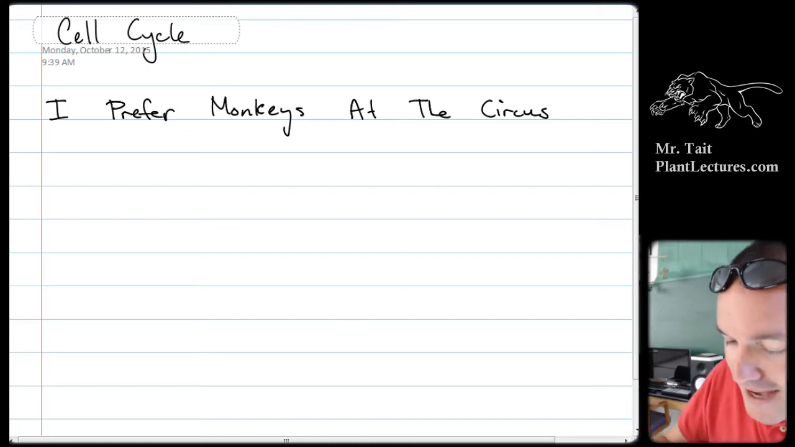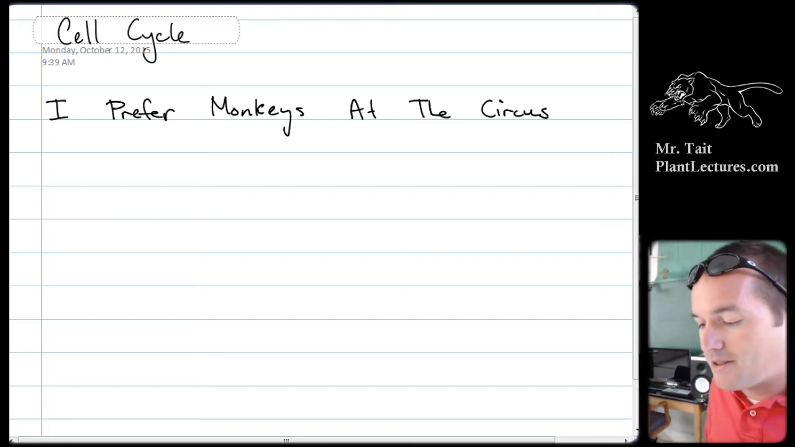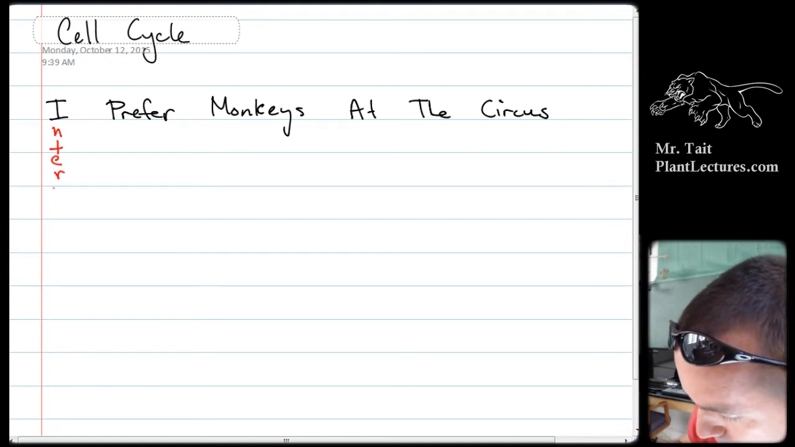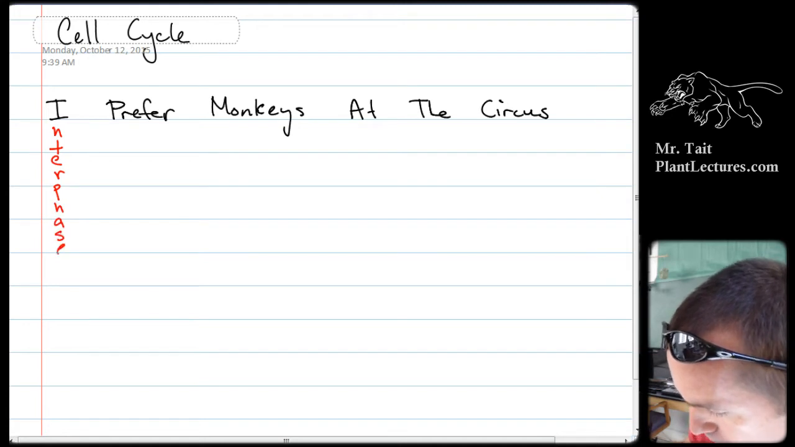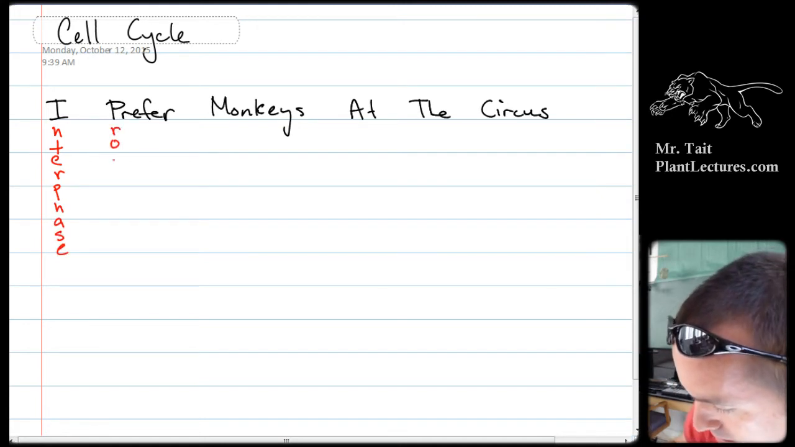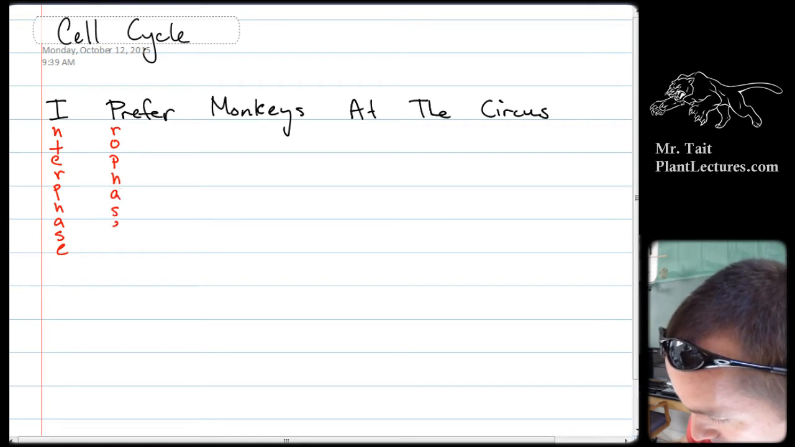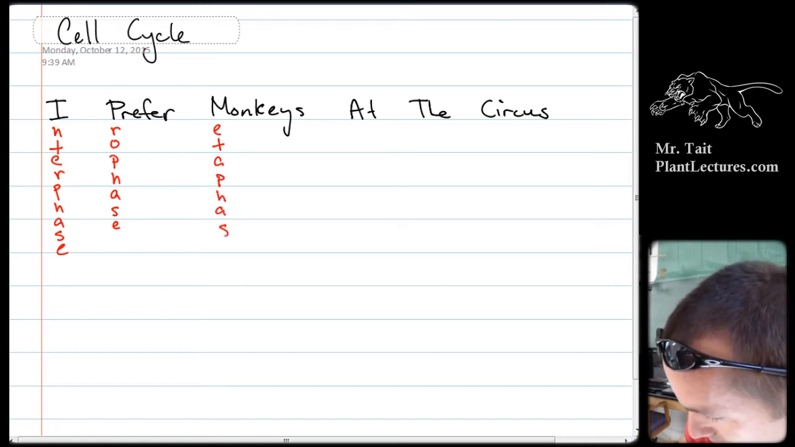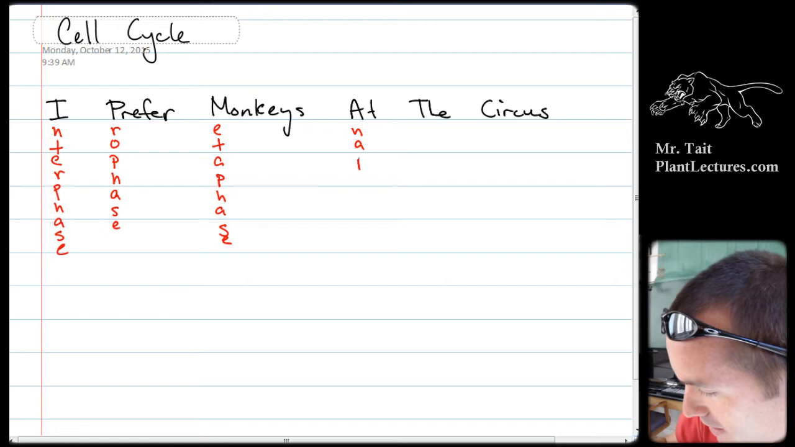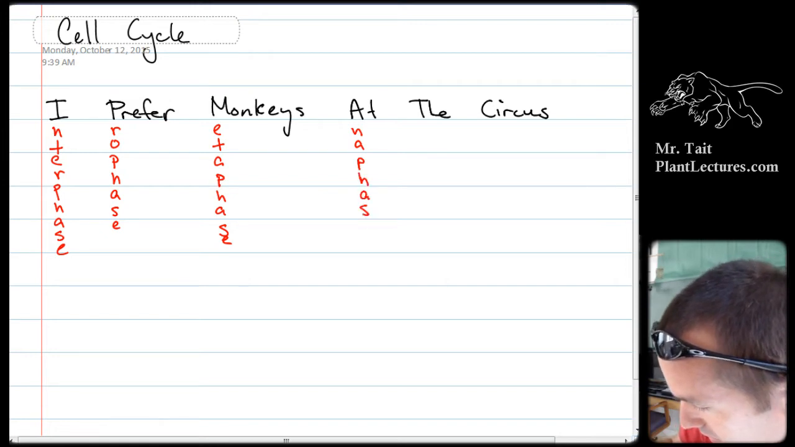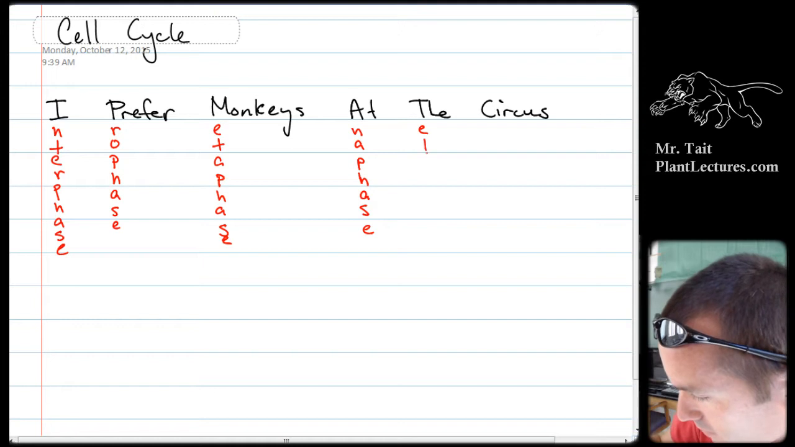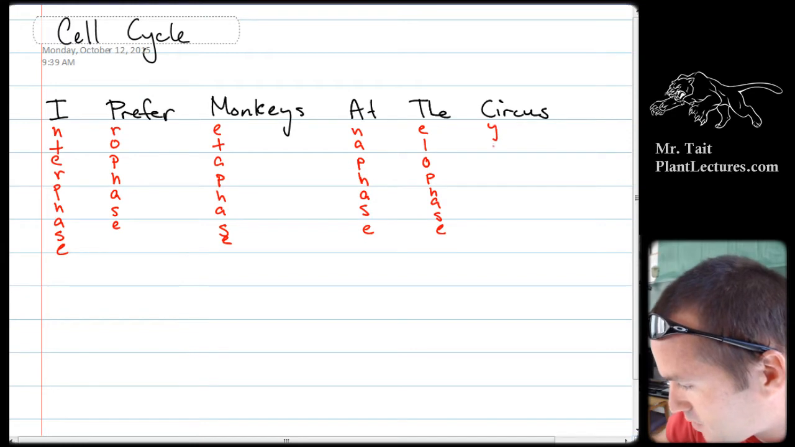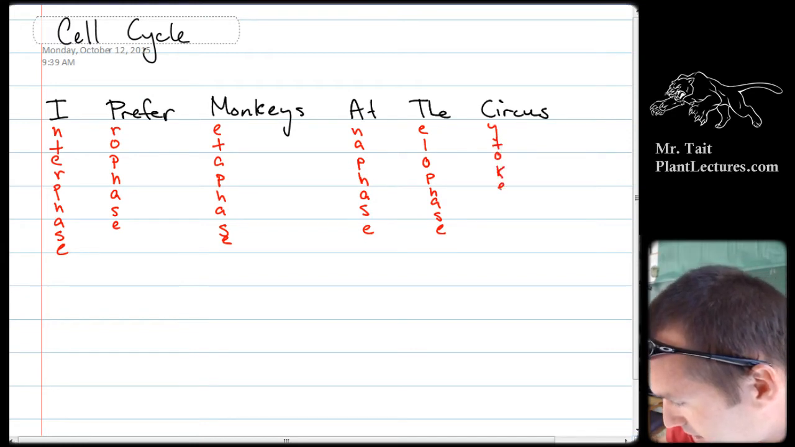All right. Anyways, so where does this come from? Why do we say it? It's because these are the phases of the cell cycle. I is for interphase. P is for prophase. M is for metaphase. A is for anaphase. T is for telophase. And C is for cytokinesis.